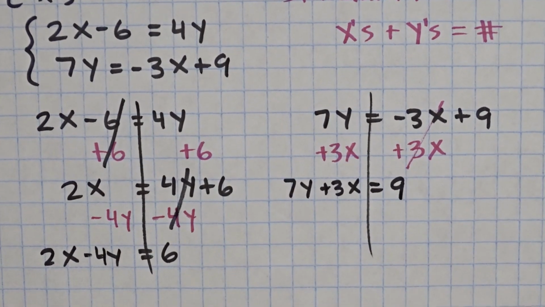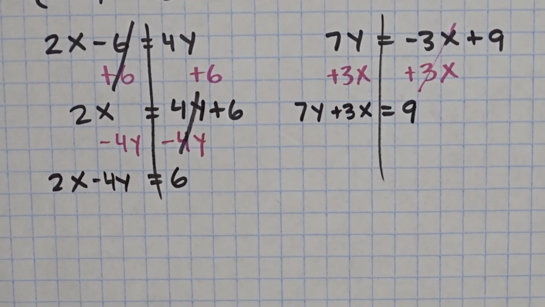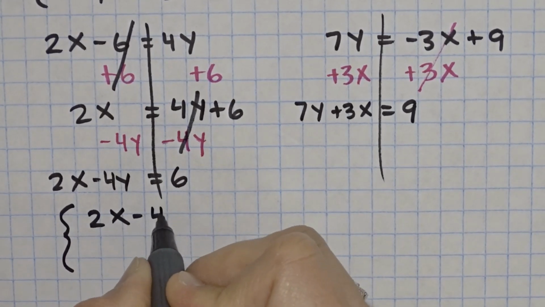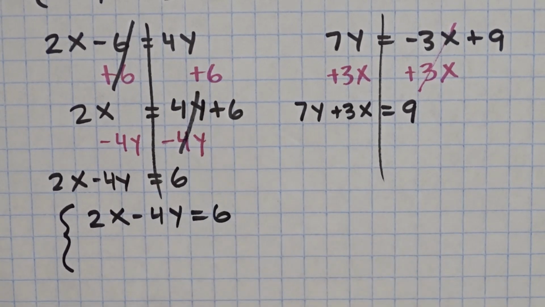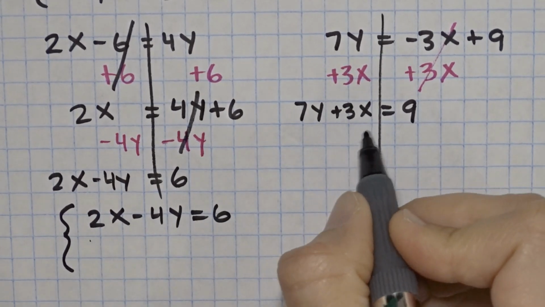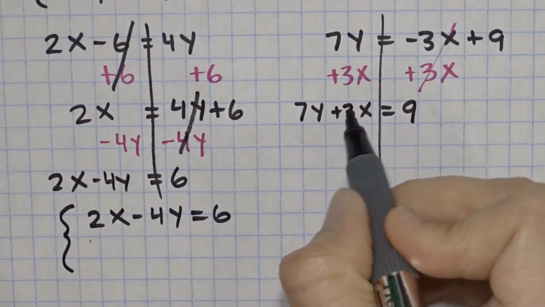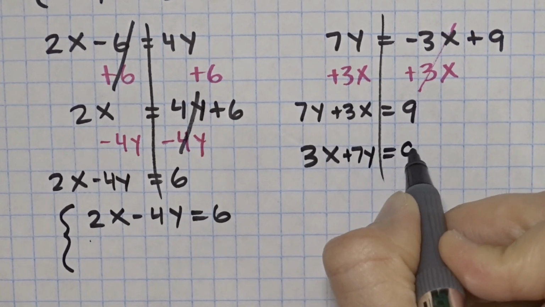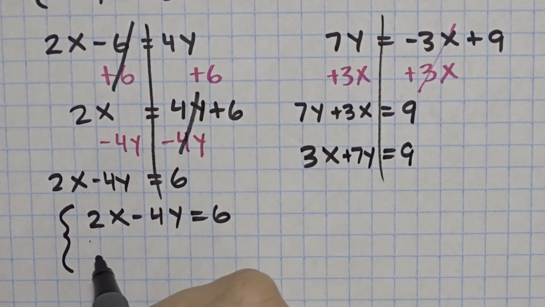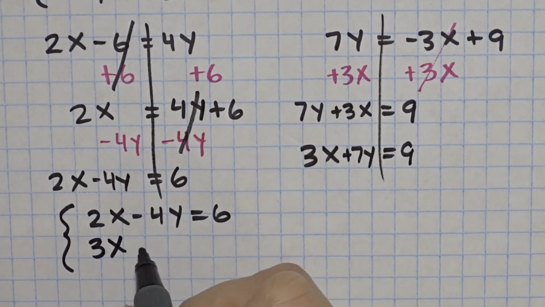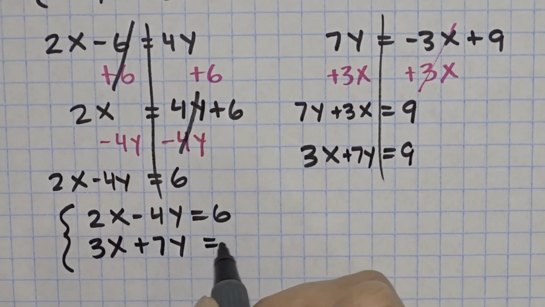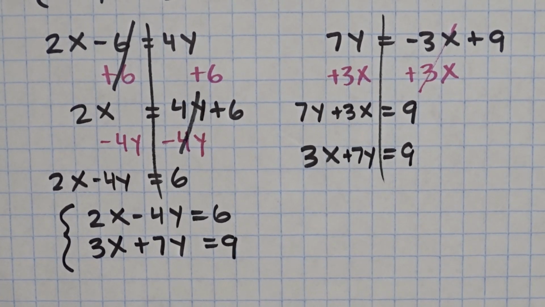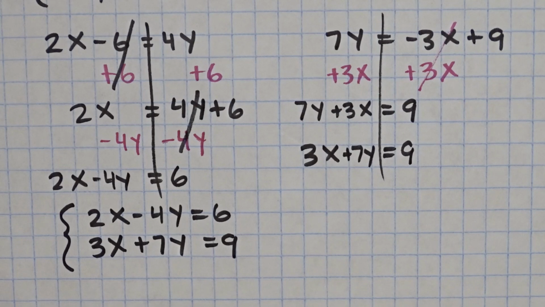All right, so now I have two equations in standard form, putting them back together. 2x minus 4y equals 6. Actually, this one needs to be fixed, I'm sorry. We need the x term to be first, so just switch them around. Okay, now it's in standard form. And so now I have 3x plus 7y equals 9. Okay, so now those are the equations I'm going to be working on.